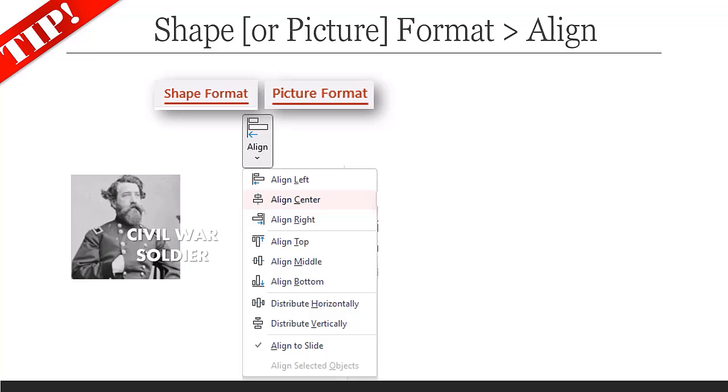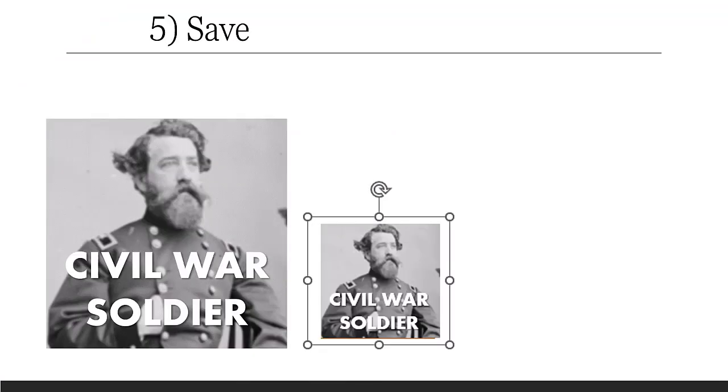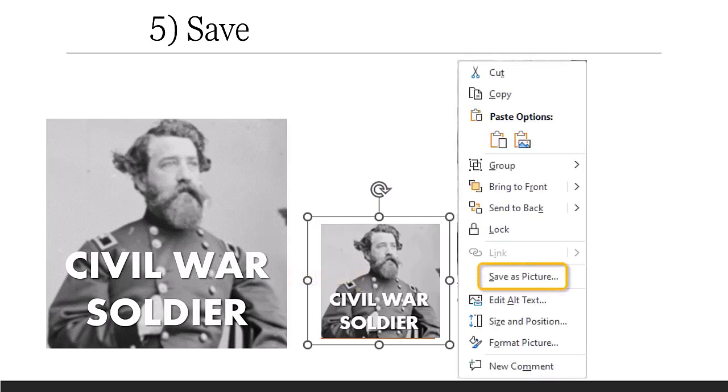If you have trouble lining up the objects, here's a useful tool called Align, under both Shape Format and Picture Format. Simply select what you want to align, then choose how you want them aligned, like Center, then Bottom. Once it's aligned and grouped, you can save it as a picture. Remember how? Right-click and Save as Picture.